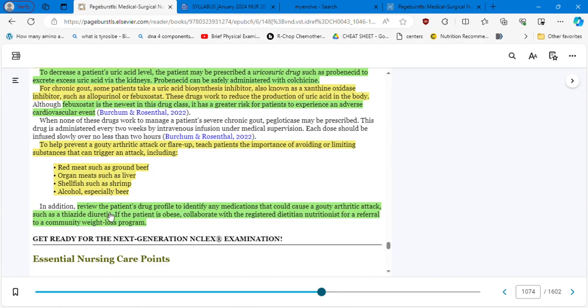Review the patient's drug profile to identify any medication that could cause a gouty arthritic attack, such as thiazide diuretics. Okay, this medication is going to make the patient go to the bathroom all the time. So whenever there's less fluid in the body, this purine is going to cause high uric levels in the blood. So it's not going to be diluted, it's going to be present, right? If the patient is obese, collaborate with the registered dietitian nutritionist for a referral to a community weight loss program.